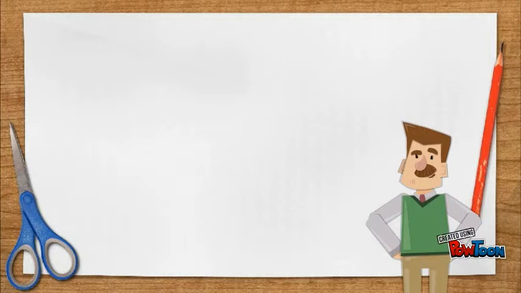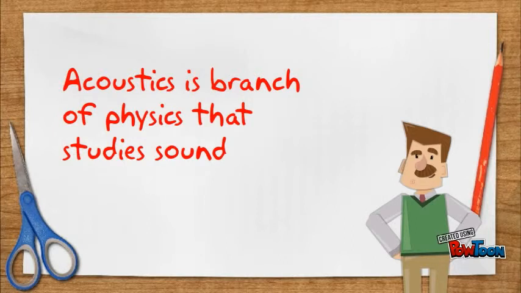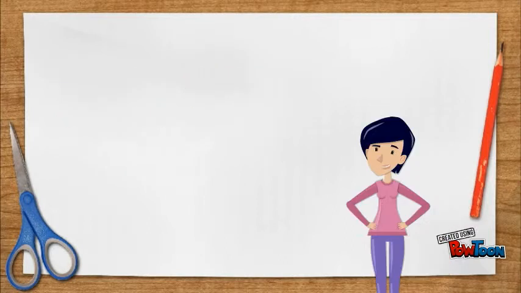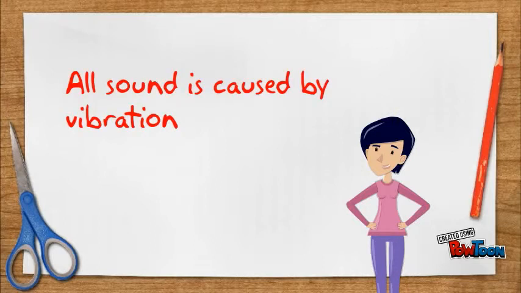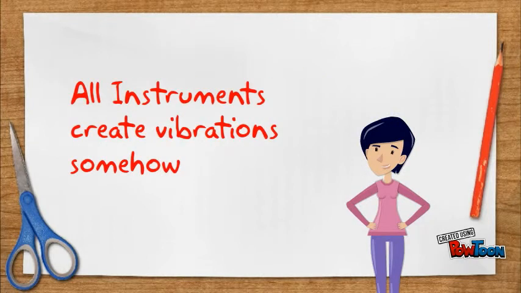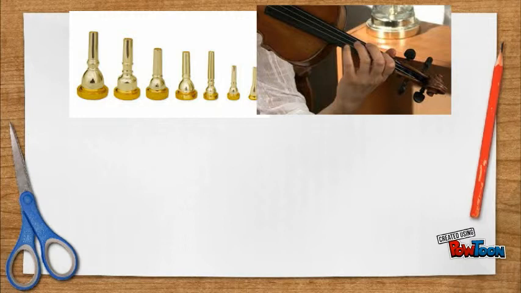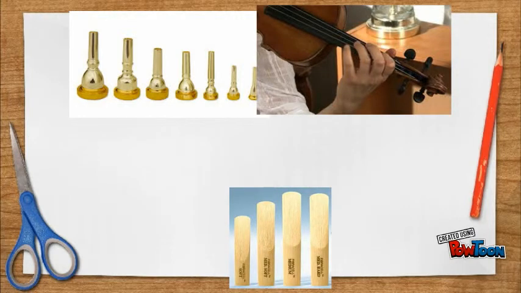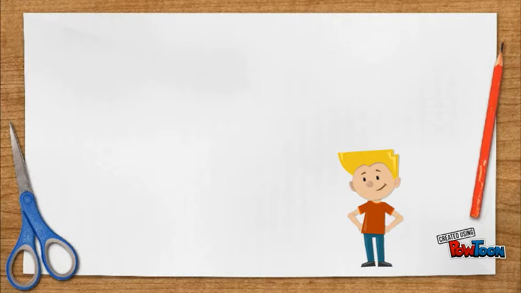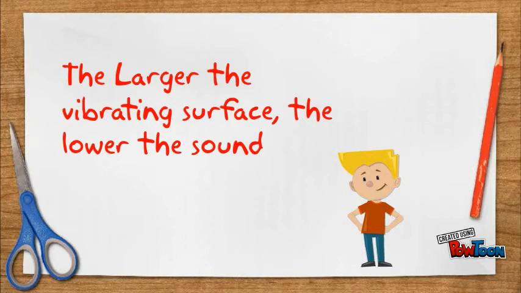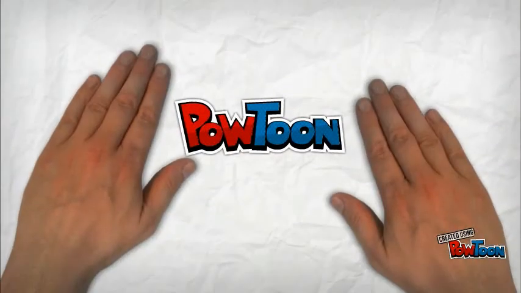So, let's review what we've learned. Acoustics is the branch of physics that studies sound. All sound is caused by vibration. All instruments create vibrations in some way or another, whether it be by buzzing your lips, plucking a string, or blowing through a reed. The larger the vibrating surface, the lower the sound. Many instruments change.